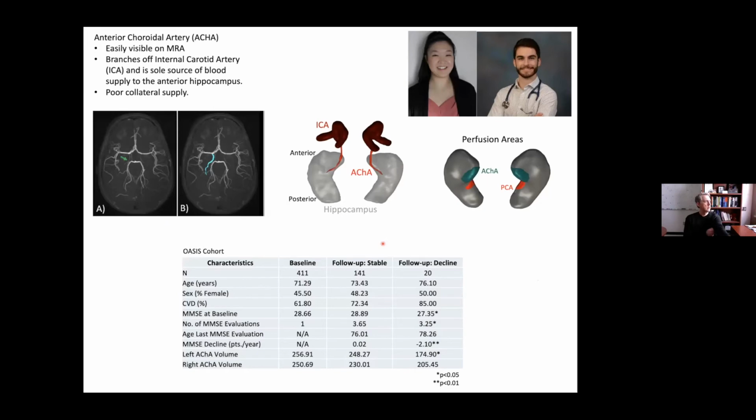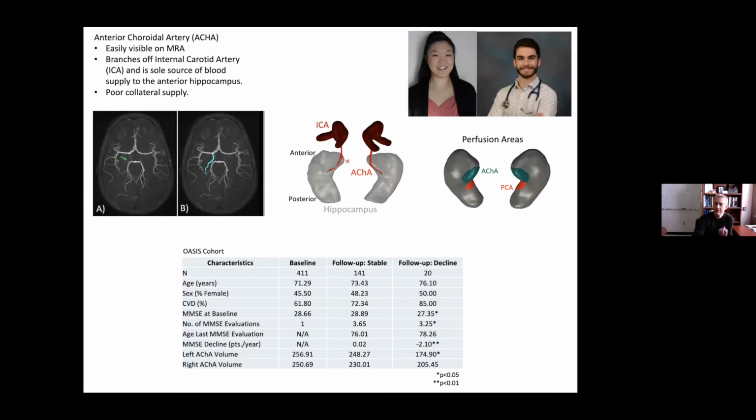Okay, so I'll just finish with the last study that we've been working on. This is work from Vivian Lee and Félix Janel right here. When Felix joined the lab, he told us that his favorite artery was the anterior choroidal artery. So it's this tiny branch coming off the internal carotid artery.